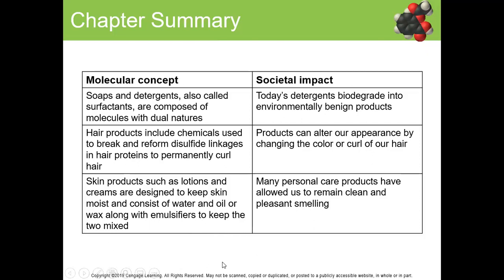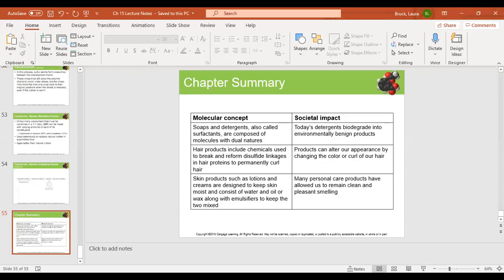But the polymers unit is really important to us because that's where we get all our plastics. And we've got plastics everywhere and we use them like crazy. So plastics are a very important component of our daily life. And so this is where the lecture for this chapter ends. And I hope that this video helped you better understand. And I will see you next time.